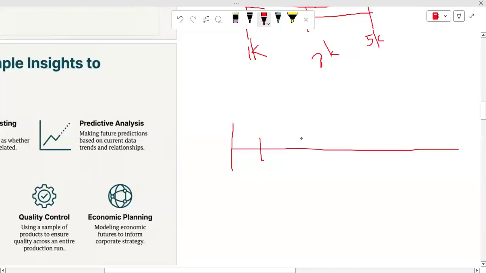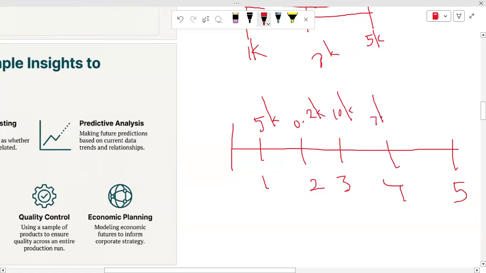Person 2, right? First post, second post, third post, fourth post, and fifth post. In the first post, he gets say 5K. Second post 0.2K, and third 10K, and fourth 7K, and fifth only 2K.